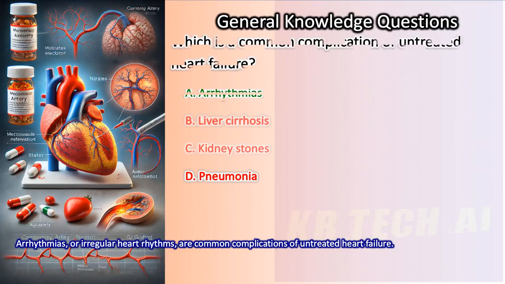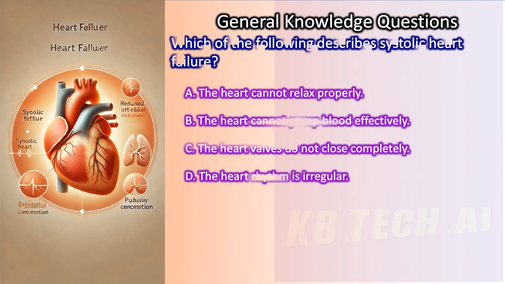The answer is option 1. Arrhythmias. Which of the following describes systolic heart failure? Option 1. The heart cannot relax properly. Option 2. The heart cannot pump blood effectively. Option 3. The heart valves do not close completely. Option 4. The heart rhythm is irregular.